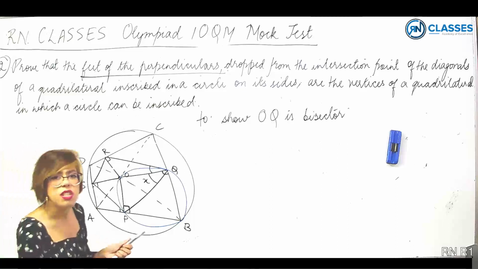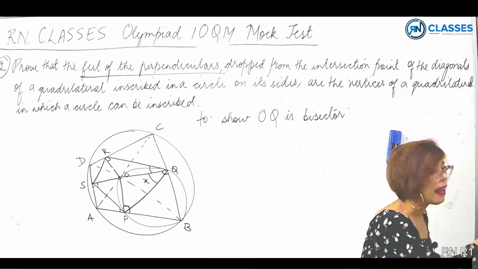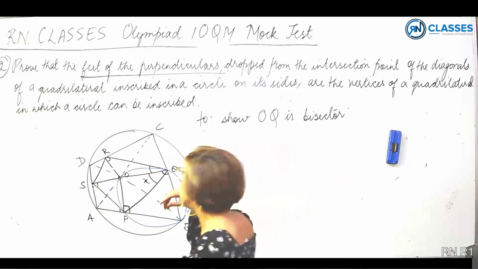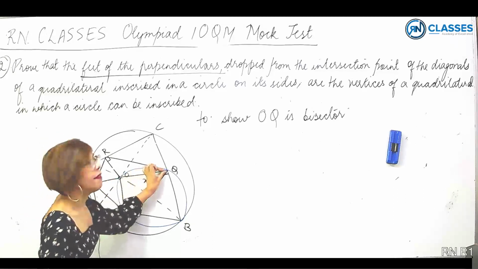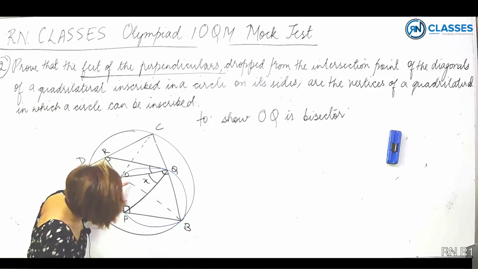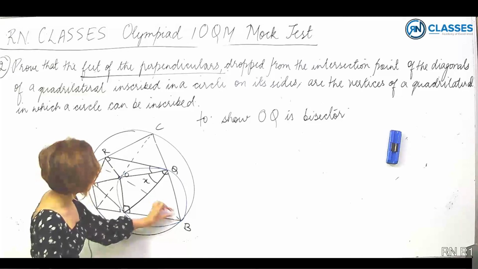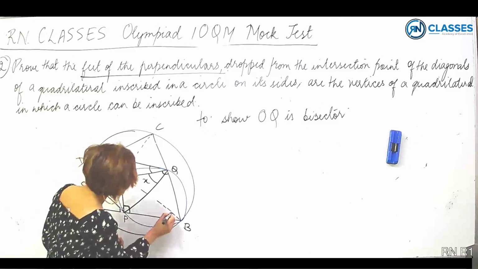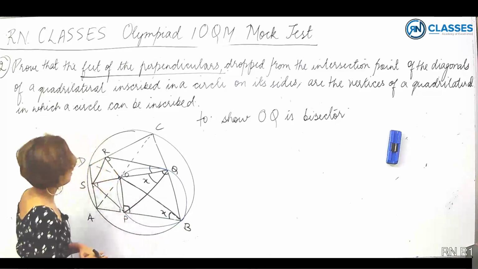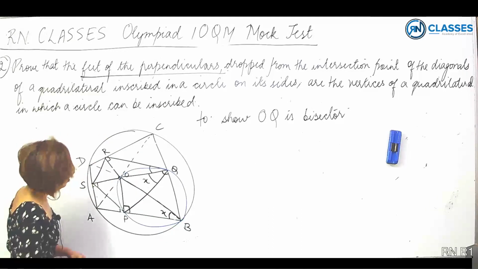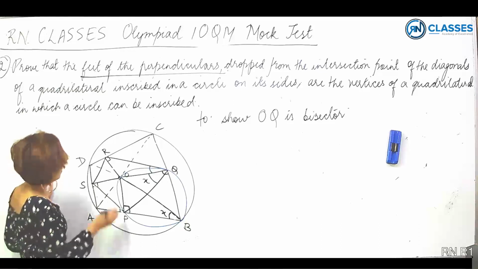How will you use the 90 degrees? Circle is there, cyclic quadrilateral is there. Now, let's see. OP subtends this angle at the circumference. So if this is x, this angle will also be x. Let me just darken this up. Okay, fine. What else?